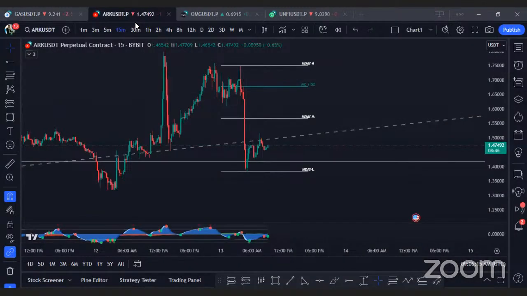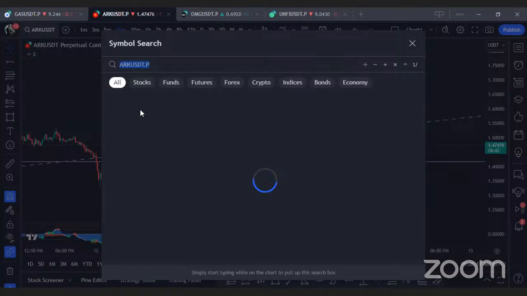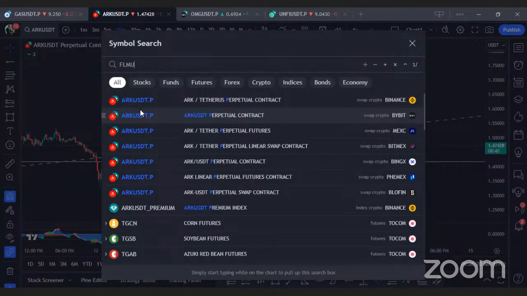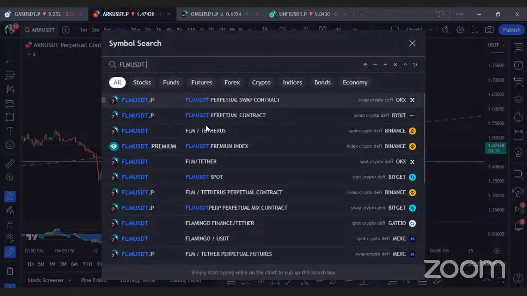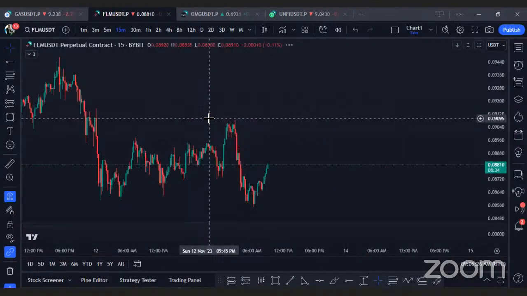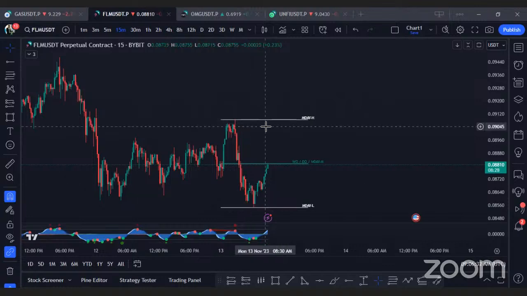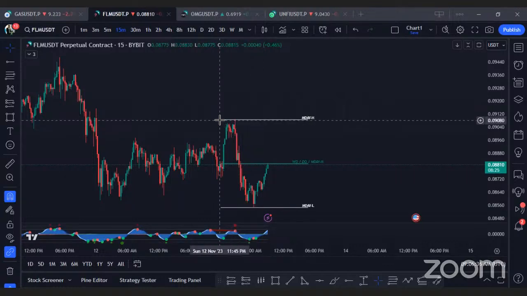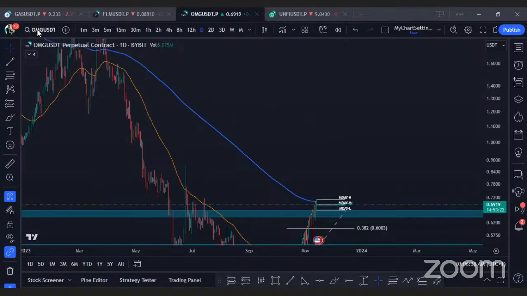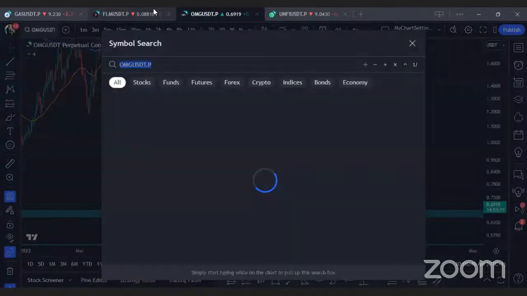Let me check where did I set up that stuff? I think it's here. FLM, what is our target? 0.09, right? Where did I set it up? I think it's here.